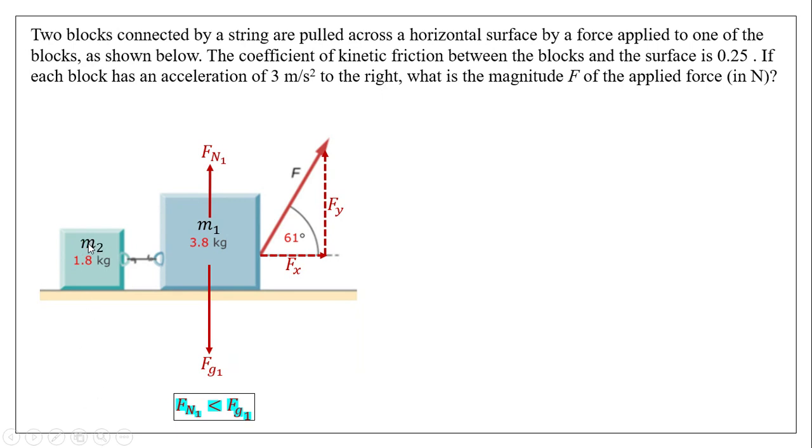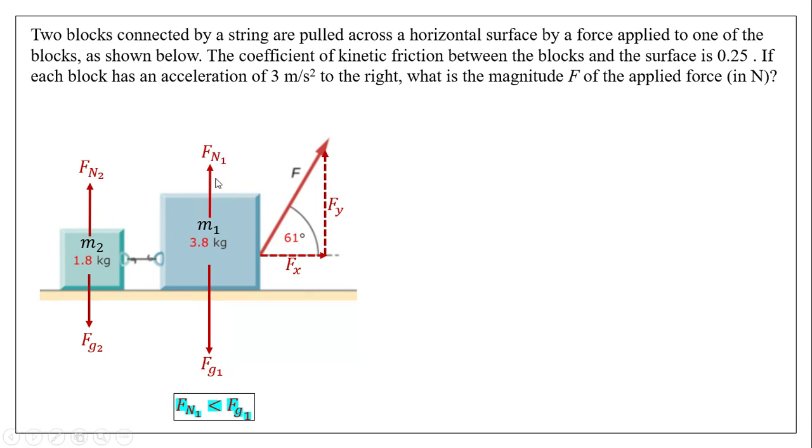I'm going to call this M2. The F of g2 is going to point downward. I drew F of g2 smaller than F of g1 just because it's 1.8 versus 3.8 kilograms. Again, not drawn to scale, but just a little smaller so you can kind of see what it should be, okay? If F of g is pointing downward for M2, there are no additional forces in the y direction. It's just a contact force exerted by the floor onto the box. So I'm going to call that F of n2.